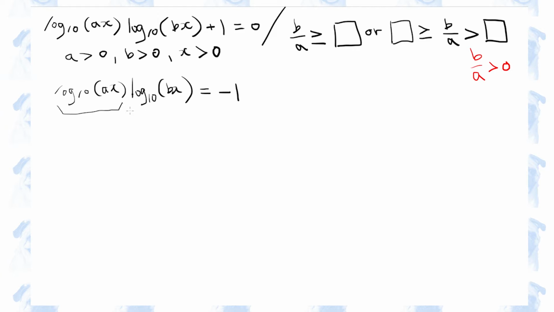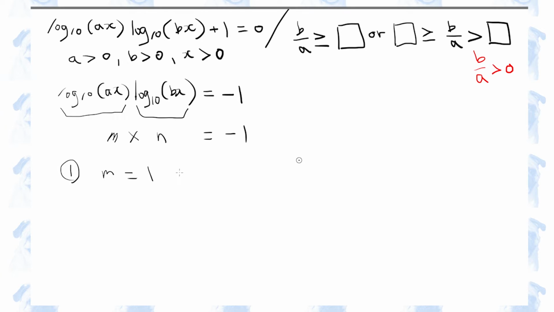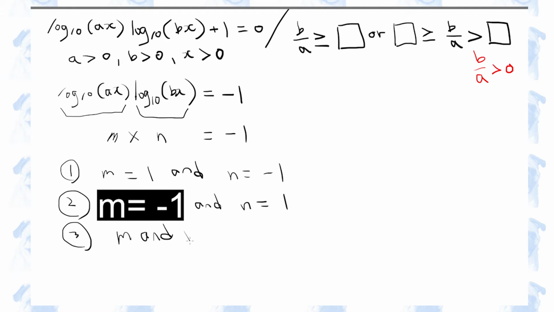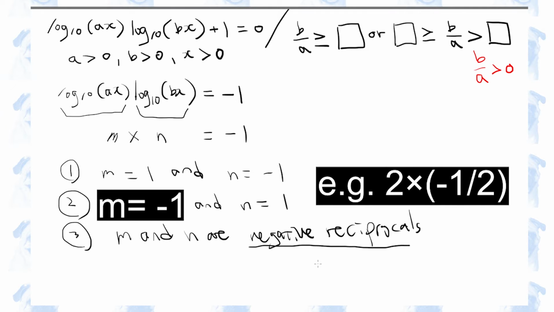So this equation is in the form m times n equals minus 1. This implies three possible cases. One, m equals 1 and n equals minus 1, or m equals minus 1 and n equals 1, or m and n are negative reciprocals. By negative reciprocals, I mean numbers which are equal to minus 1 when they are multiplied.